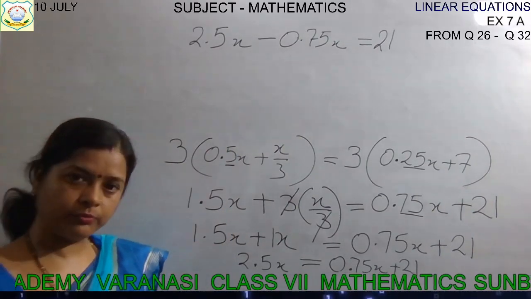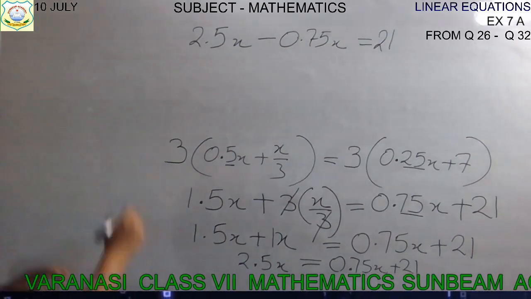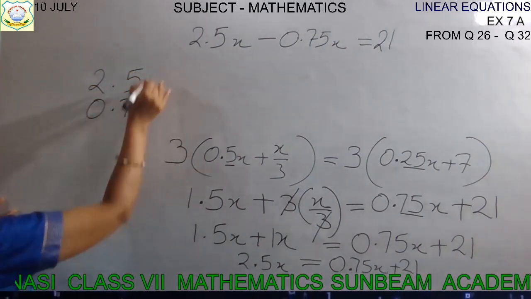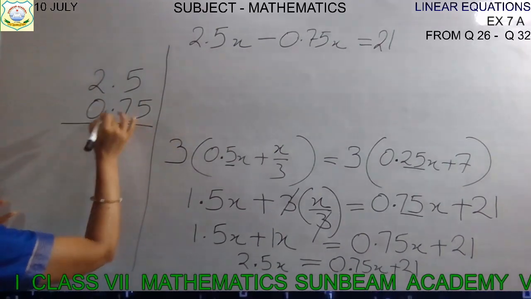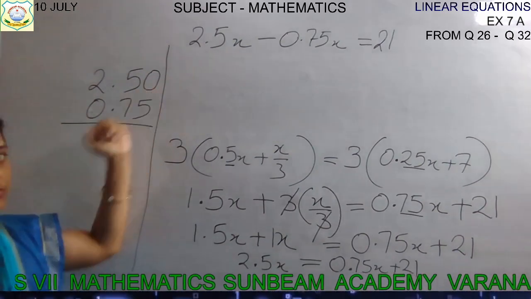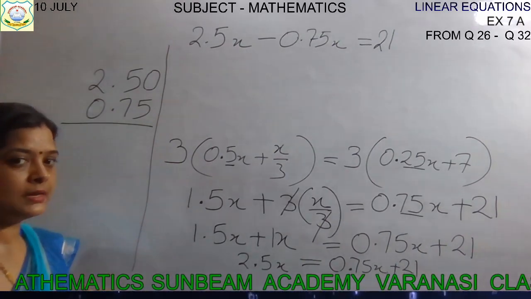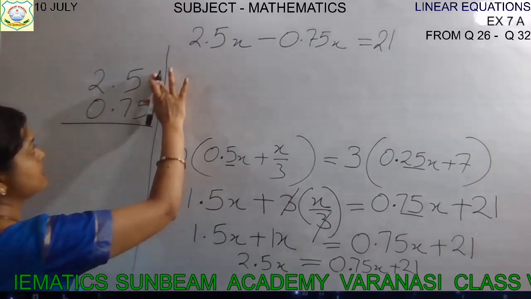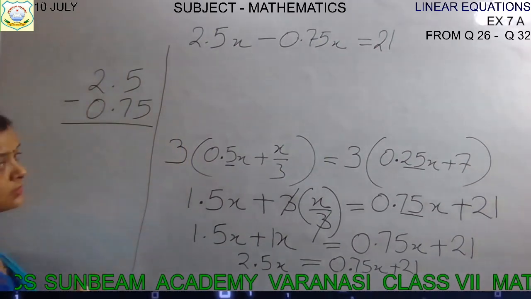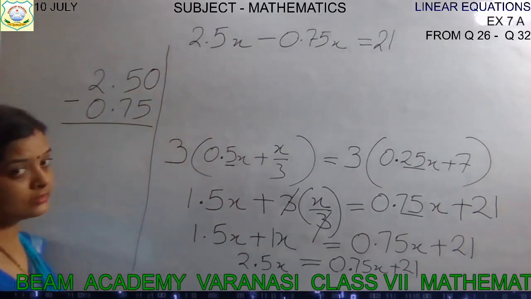Now what will be the next step, children? You will subtract it. How will you subtract it? Let me show you. 2.5 and 0.75. This is rough work, children. So how will you subtract it? First make them like decimals by putting a 0. Earlier the first number had only one decimal place and the second had two decimal places, so we can't add or subtract. At least we can't subtract.